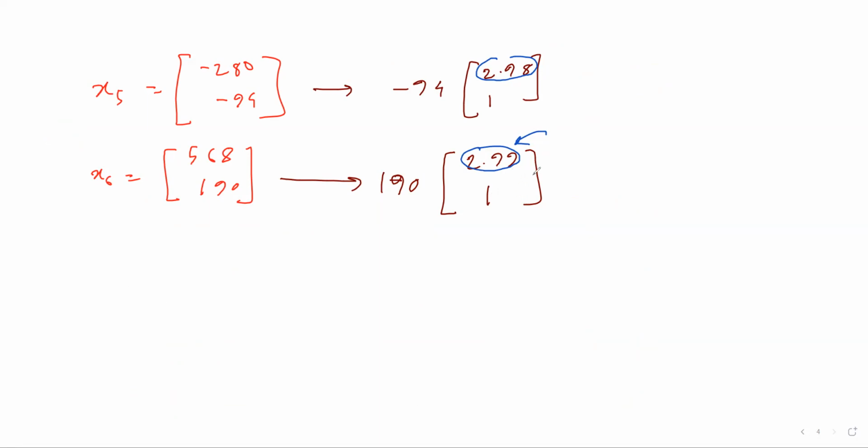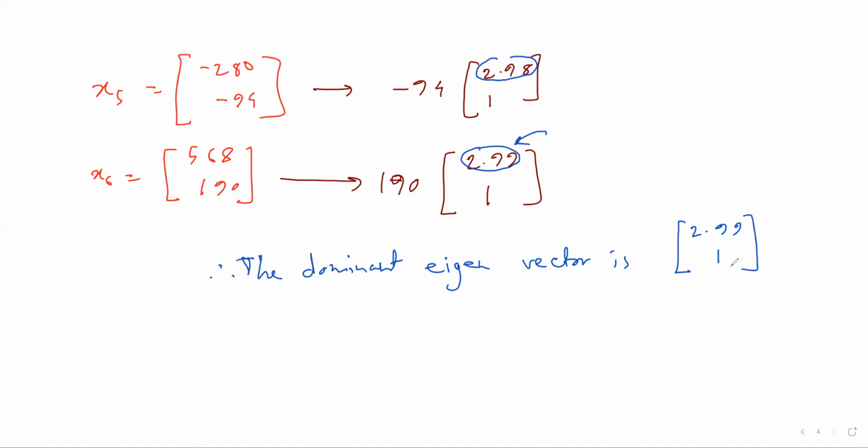Not really, at least I think at some point, after some finite number of iterations, it will eventually get to almost 3. But let's conclude with 2.99. What we are going to conclude is the dominant eigenvector is 2.99, 1. Or if you choose to write 3, 1, that's okay by me.